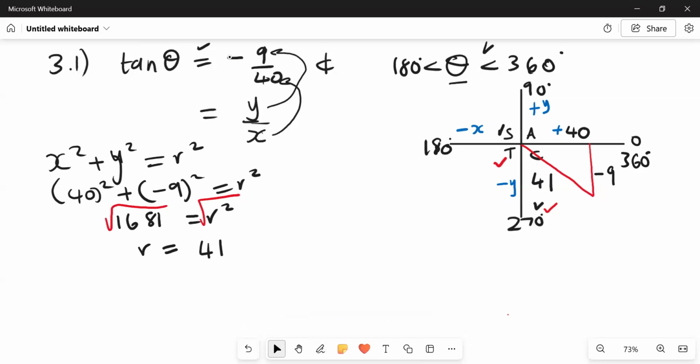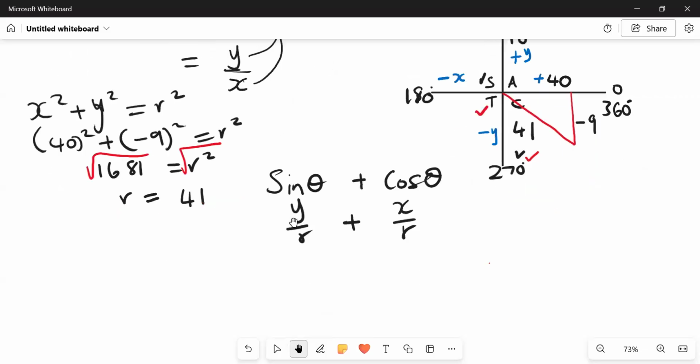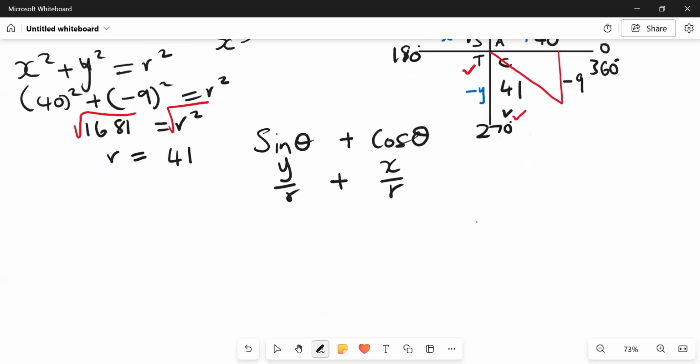From here, let's answer the question: sine theta plus cos theta. Let's express sine theta and cos theta in terms of y and r, and x and r. So this is y over r plus x over r. Now substitute: negative 9 over 41 plus 40 over 41.